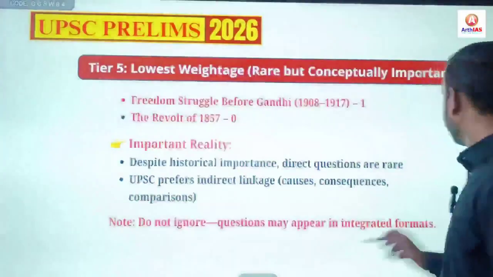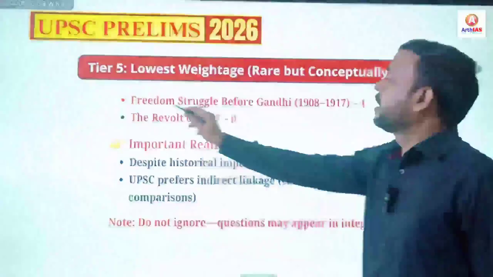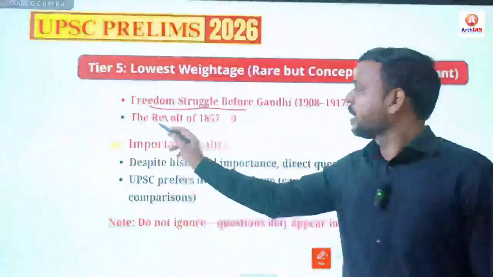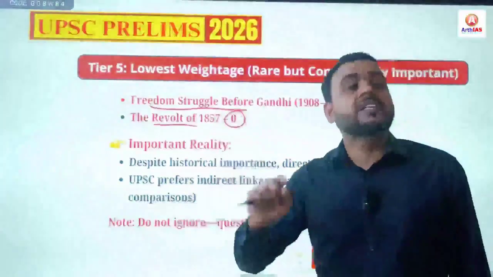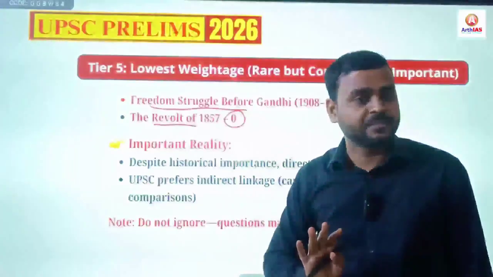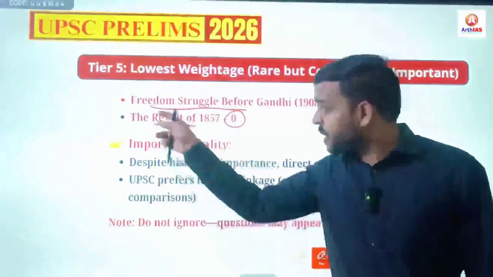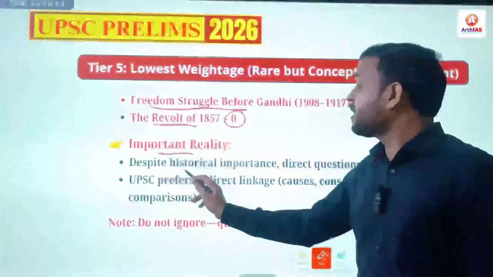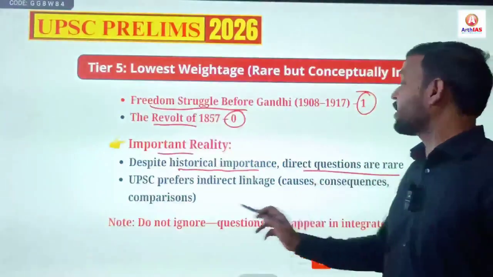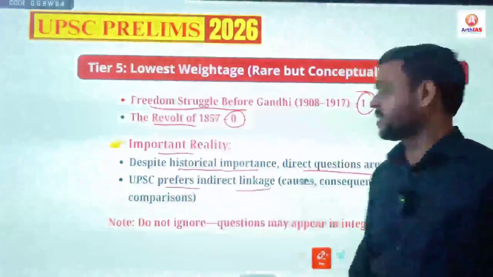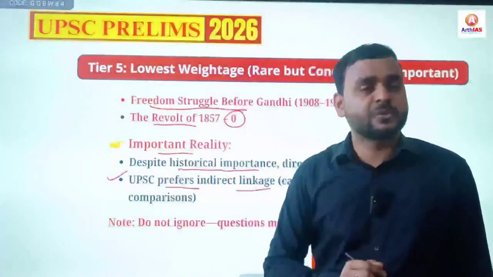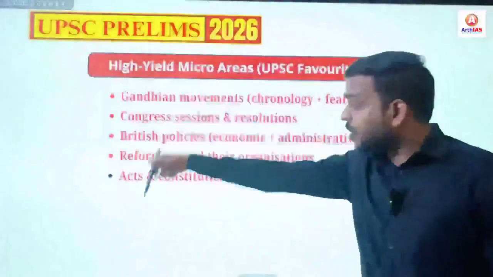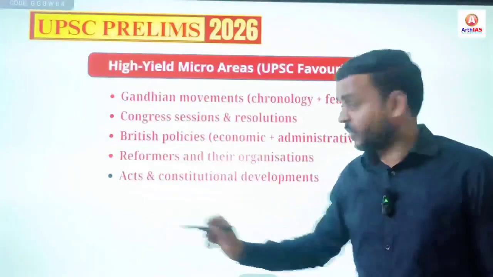Next, tier 5. So here you have to give lowest weightage. Here freedom struggle before Gandhi, only 1 question has been asked from this topic. Revolt of 1857, we have seen that no question has been asked from this topic, but there are chances that a question may be asked from this topic, right? So despite historical importance, direct questions are rare, and UPSC prefers indirect linkages, mostly cause based, region based questions. Clear?